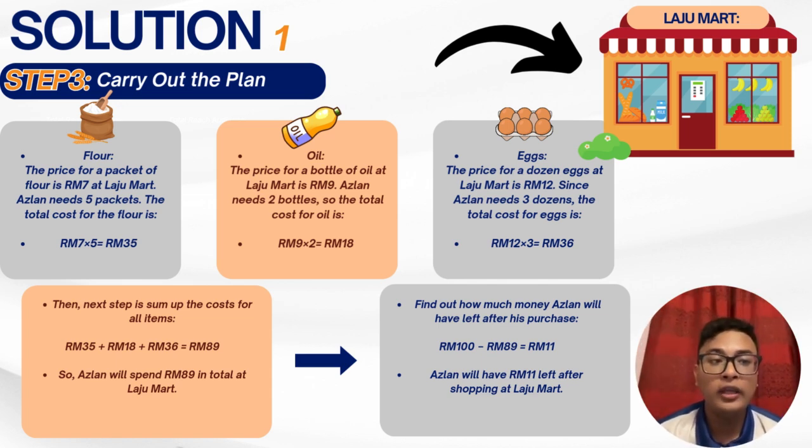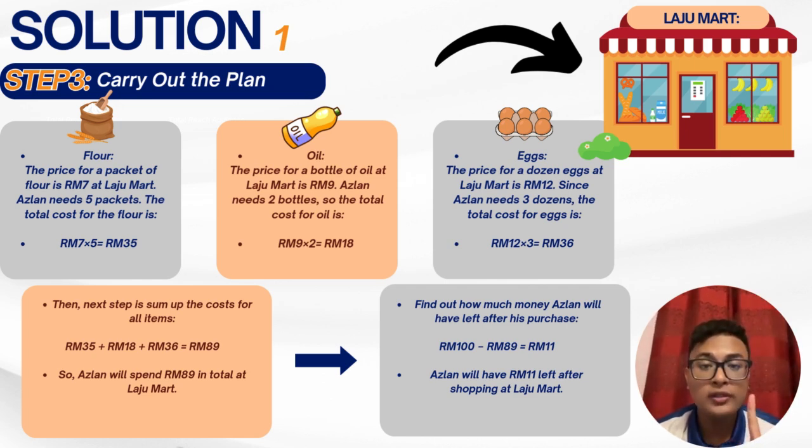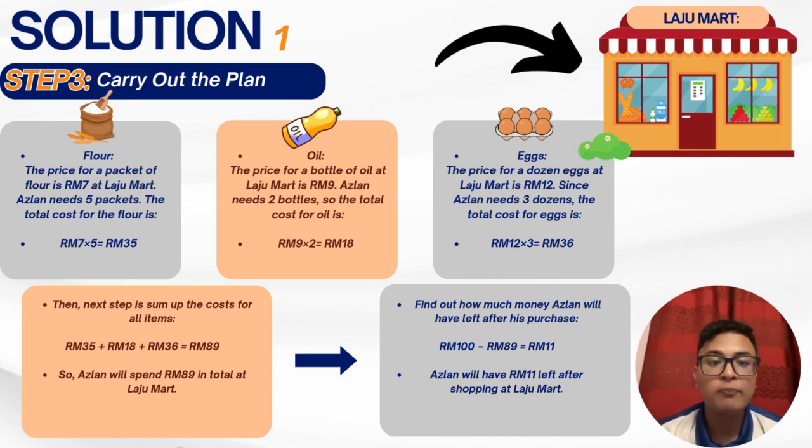And for the eggs, Azlan needs 3 dozen eggs, and the price of 1 dozen is 12 ringgit. So we need to multiply the price by the quantity of the dozen eggs, which is 12 times 3 equals 36 ringgit. Then we have to sum up the cost of all items, which is 35 ringgit plus 18 ringgit plus 36 ringgit equals 89 ringgit. So Azlan will spend 89 ringgit in total at AHMAD.